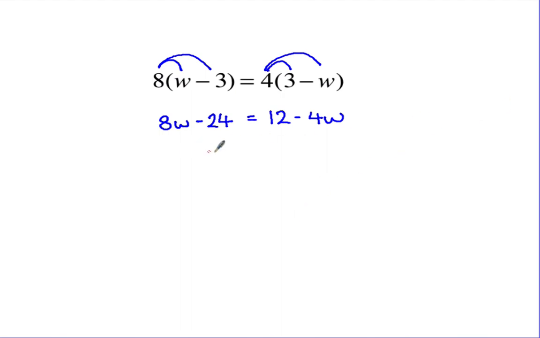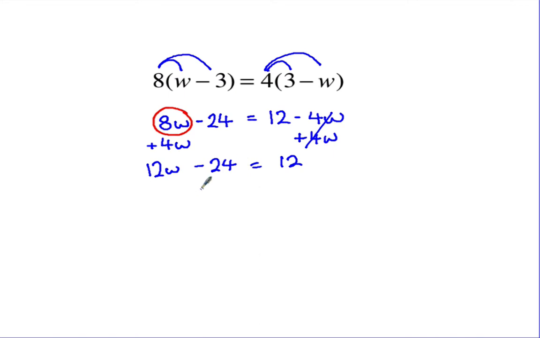So now we're just going to find which side's got more unknowns on it, which happens to have been, with a few examples, always this side. So I need to remove this minus 4w from over here. To do that, I'm going to do the opposite of it, which is to add 4w to both sides. That will remove it from the right hand side, leaving me with just the 12. And on the left we've got 8w plus 4w, which is 12w, minus 24 equals 12.